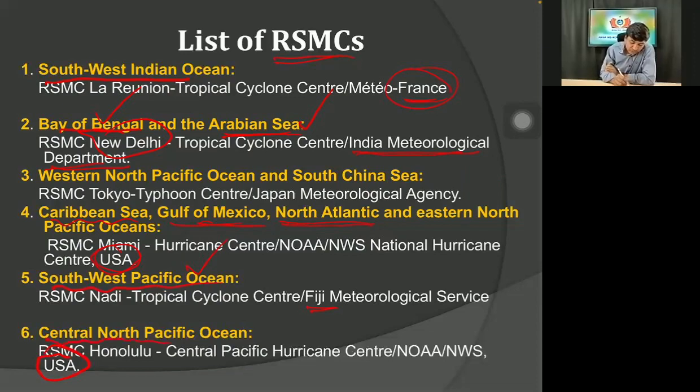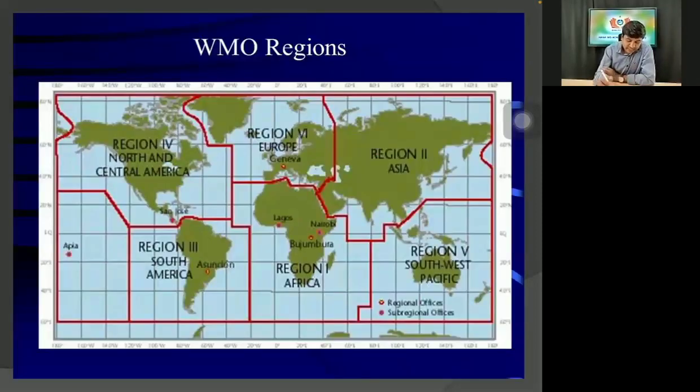So that is responsible for naming the cyclones in the Central North Pacific Ocean. These are the six regional specialized meteorological centers, and among the six we have IMD, the Indian Meteorological Department, also one among the six. That is a very, very important point. And these are the six regions.